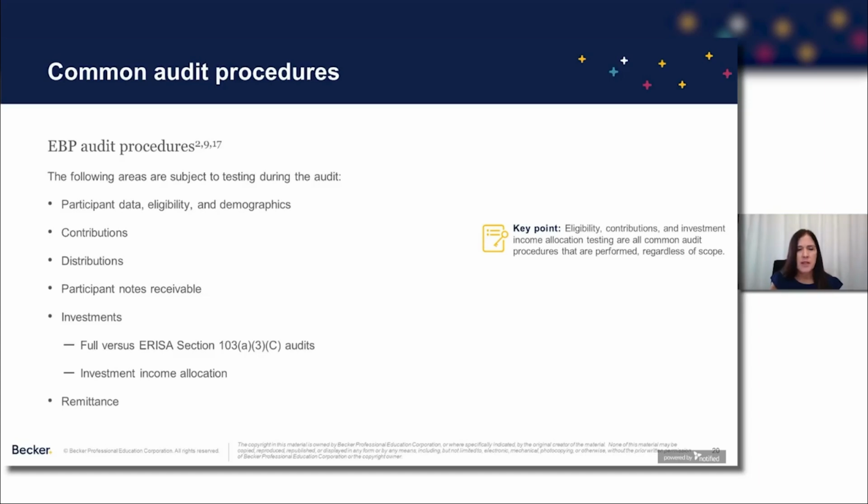And then your remittances, I think I mentioned that a second ago. These are the areas that have to be tested on an EBP audit, every EBP audit, where they're applicable. Now, not every plan will allow participant notes receivables. Not every plan will have remittances. For example, your defined benefit plan, they don't typically have employee contributions, so therefore the remittance test is not going to apply in a DB plan.